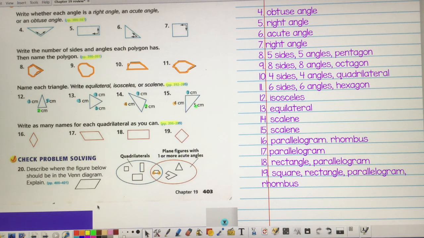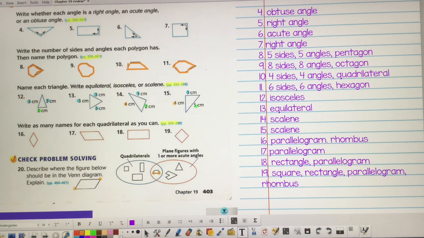Okay, so what they want to know, describe where the figure below should be in the Venn diagram. Well, is it a quadrilateral? Is it four sides? Yep. Now, does it have one or more acute angles? Let's see here. Is this acute? Yep. Is that acute? Nope. Is this one acute? Yep. Is this one? No. So it has two angles that are acute. And it's a quadrilateral, so it's actually going to go in the part that's overlapped.